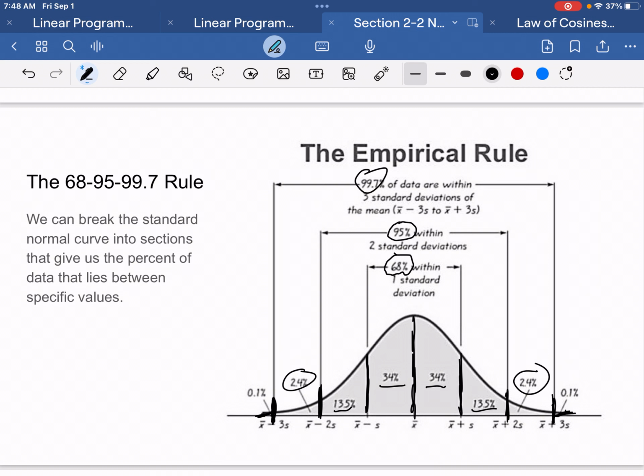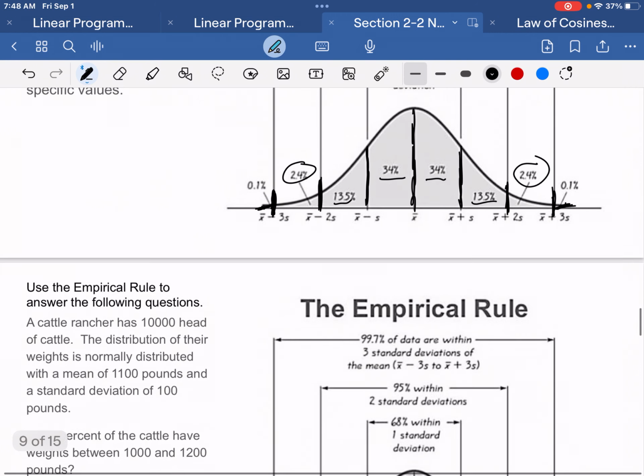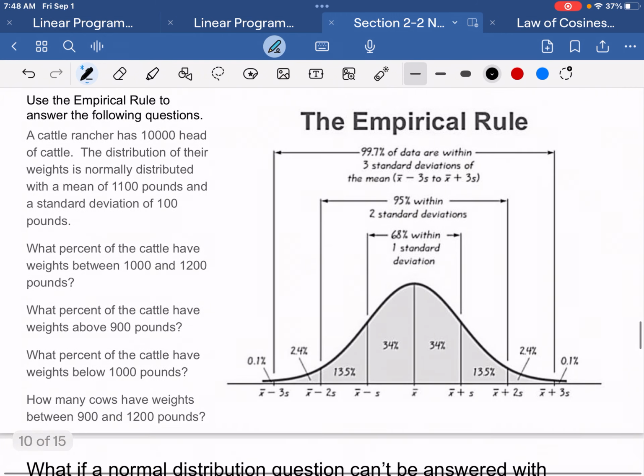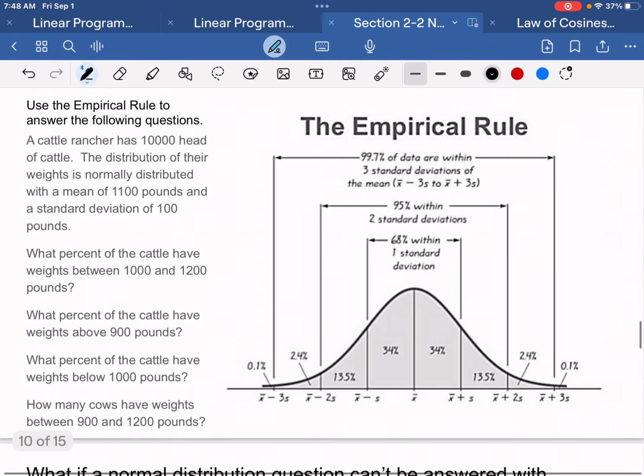And then when you press play again, move on to this slide with me, an actual example of using the empirical rule. And this will be the last slide for this lesson. Use the empirical rule to answer the following questions. A cattle rancher has 10,000 head of cattle. The distribution of their weights is normally distributed, with a mean of 1,100 pounds and a standard deviation of 100 pounds.